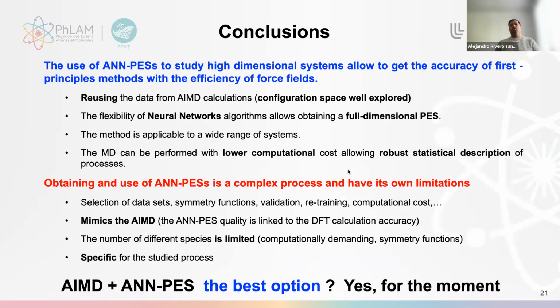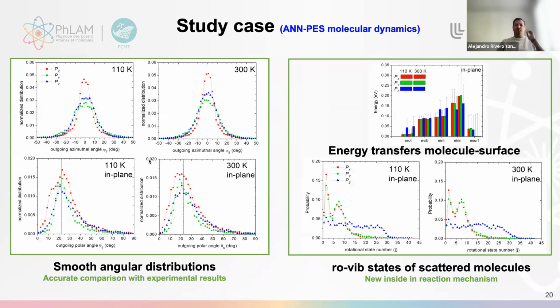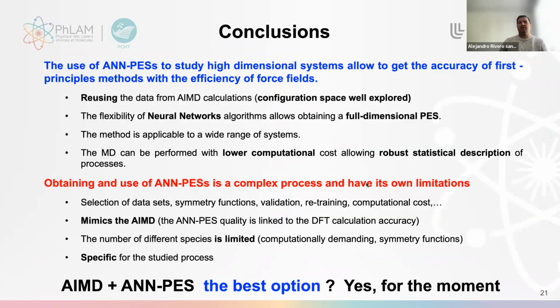So for the conclusion of my talk, I want to say that the use of the neural network PES to study high-dimensional systems allows us to get the accuracy of the first principle method with the efficiency of the force fields. It is very important that, using that, we reuse the data from AIMD calculations. Neural networks are very flexible algorithms to obtain full-dimensional PES. It's a method that is applicable to a wide range of systems. Molecular dynamics can be performed with lower computational costs, allowing a robust statistical description of the processes.